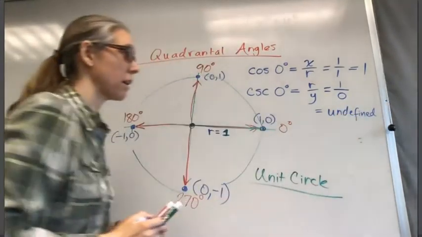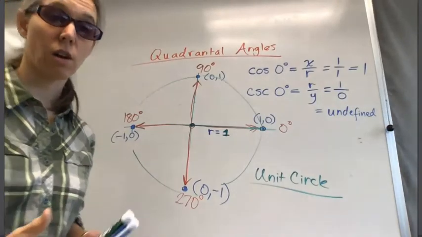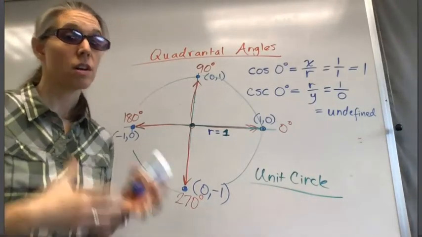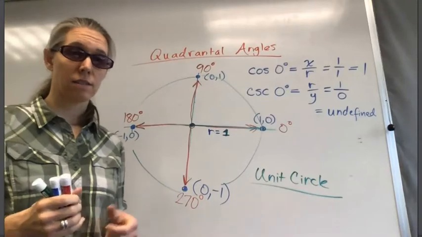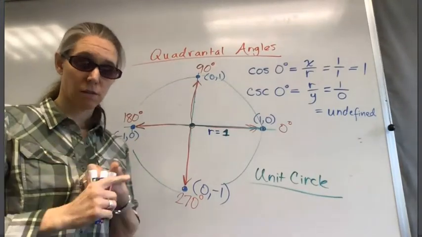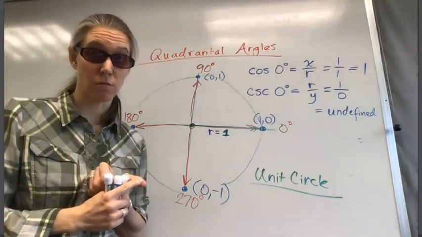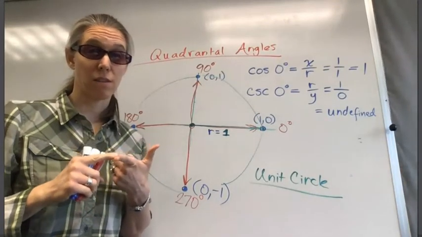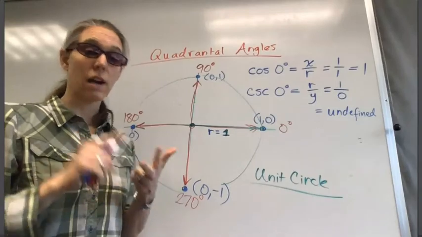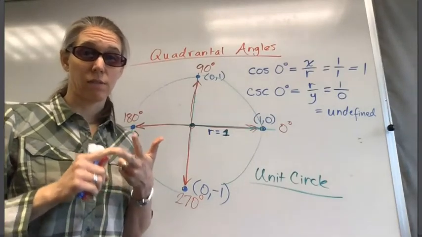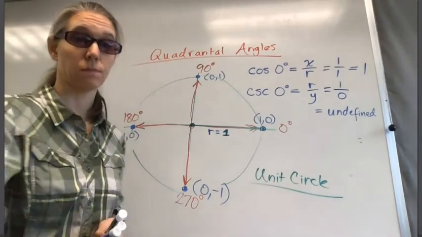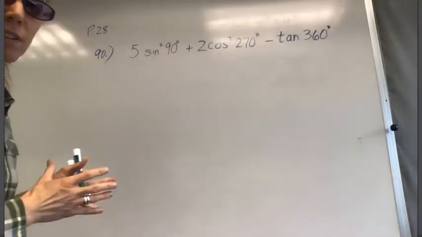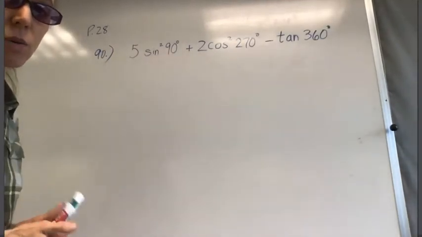So some of the values for quadrantal angles are defined, and some of them are not defined. But in all cases, you will either get 0, because you have a 0 in the numerator, 1, because both the numerator and the denominator are 1, or undefined, because you have a 0 in the denominator. So this brings us to number 90 on page 28.